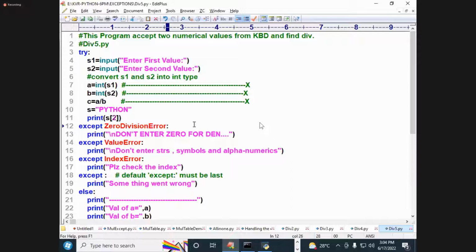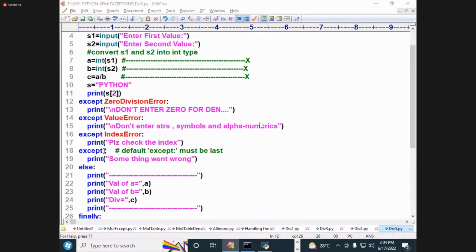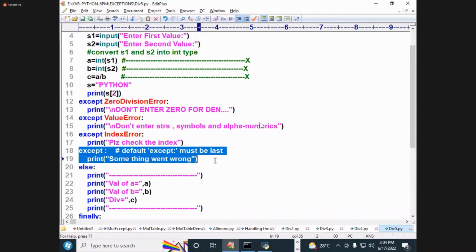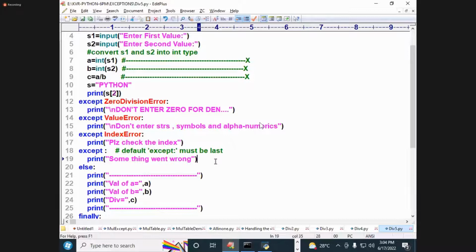So how many except blocks? 4. What is the first one? Students who are online, did you understand this, guys? Did you understand this last one? What is the use of it? Right. Writing only except block is no use. Don't write. If anybody writes, it is not a standard. This is the way of writing in the industry.